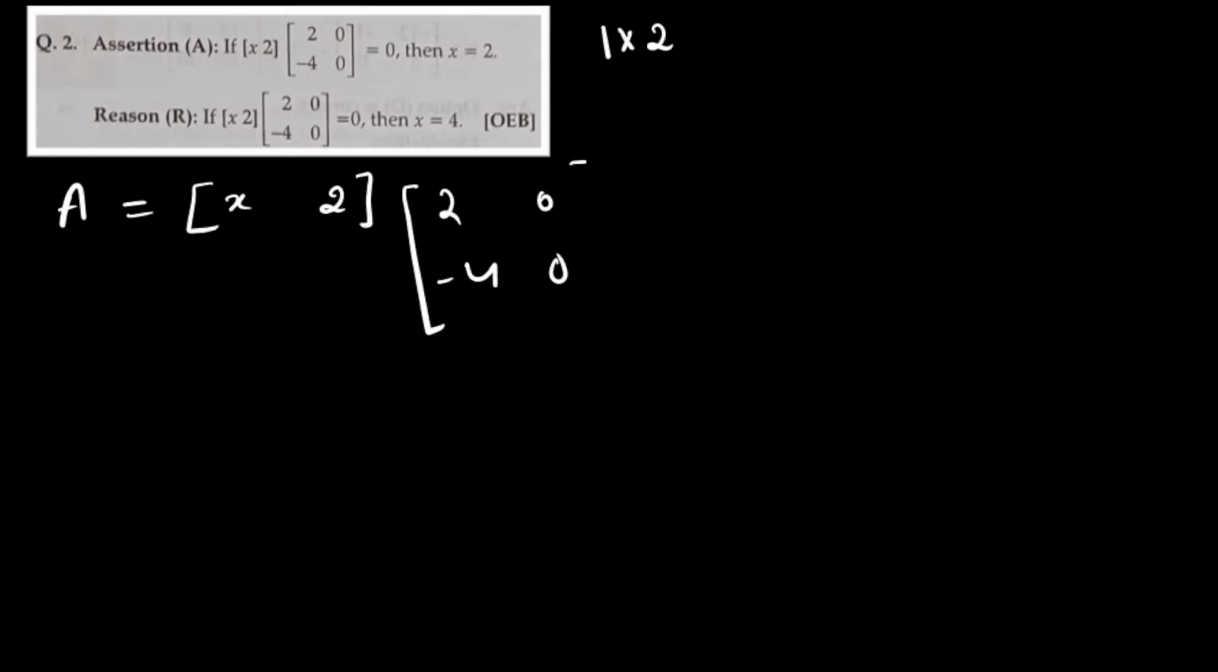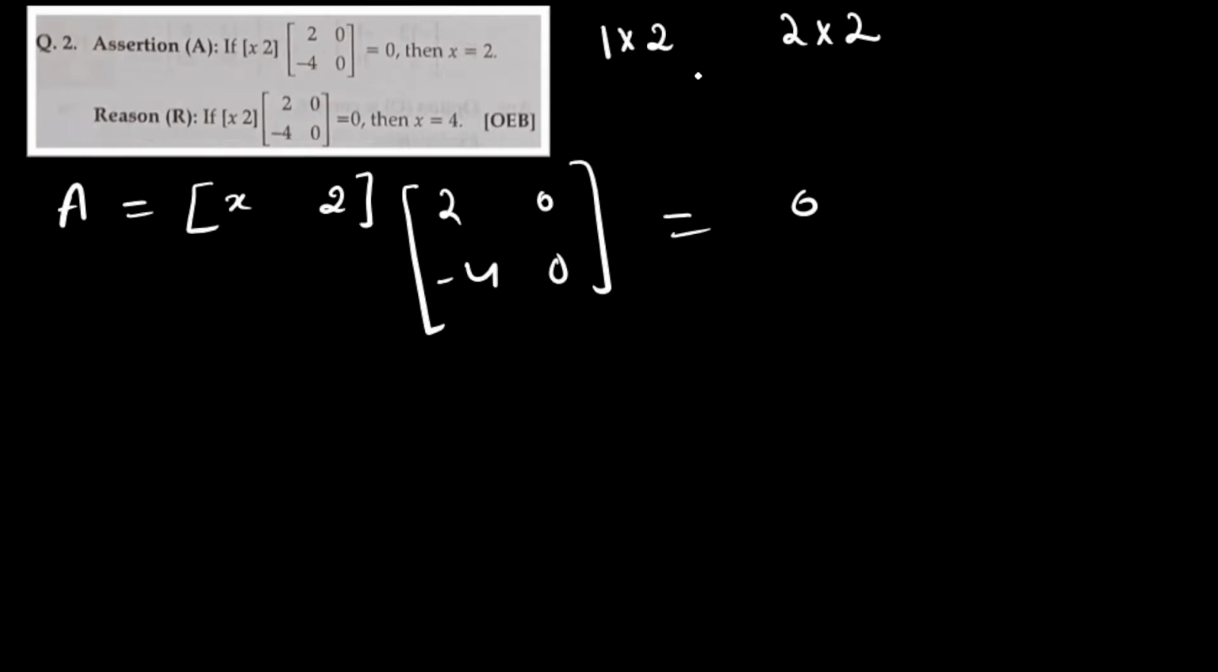So it's given to us that A is equal to a matrix whose order is 1 row and 2 columns, so 1 by 2. The order of the first matrix is 1 by 2 and the second matrix is [2, -4; 0, 0], so this is 2 by 2. It is equal to 0. 0 we can write as a null matrix also.